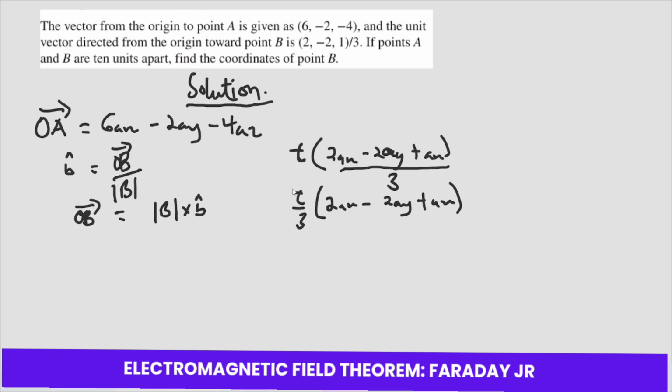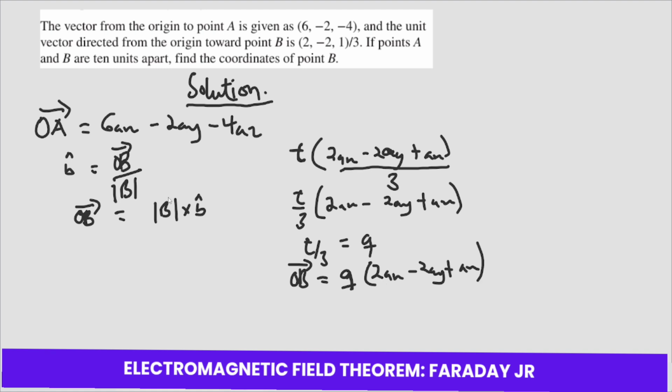Now I can say that my t over 3 should be equal to q, so that I will not be getting a lot of decimals in my ratio. t over 3 should be equal to q. Hence, our vector OB will be equal to q multiplying 2ax minus 2ay plus az.